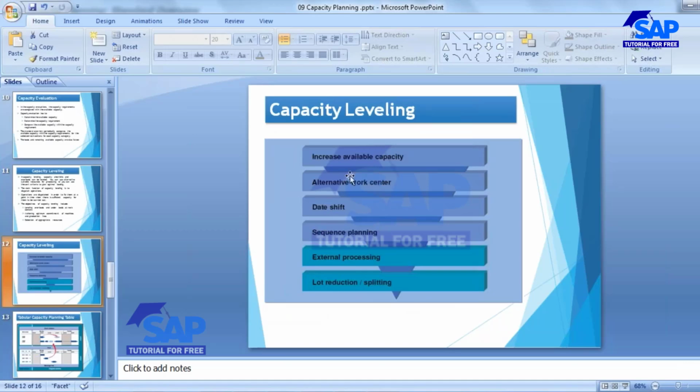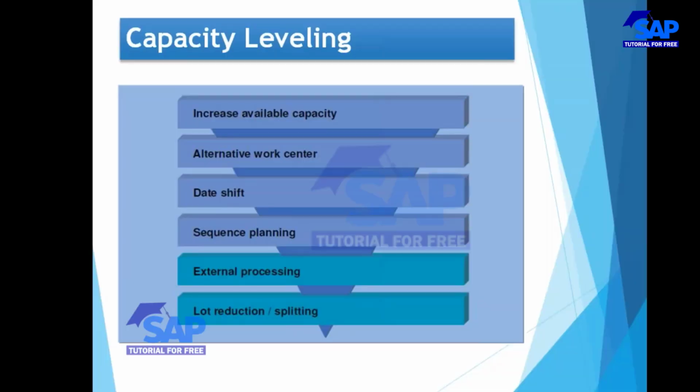How will you achieve capacity leveling? You can achieve it with various methods. One, you increase your available capacity. Now 8 hours is there; if you have more requirement, you have to work more hours, right? So you can increase your available capacity. That is one option. Another is to go for an alternate work center: you produce the excess quantity on a different machine. Or you can do a date shift. If you don't have any alternate work center, we will shift the extra required quantity to another date where you have enough capacity. That is date shifting.